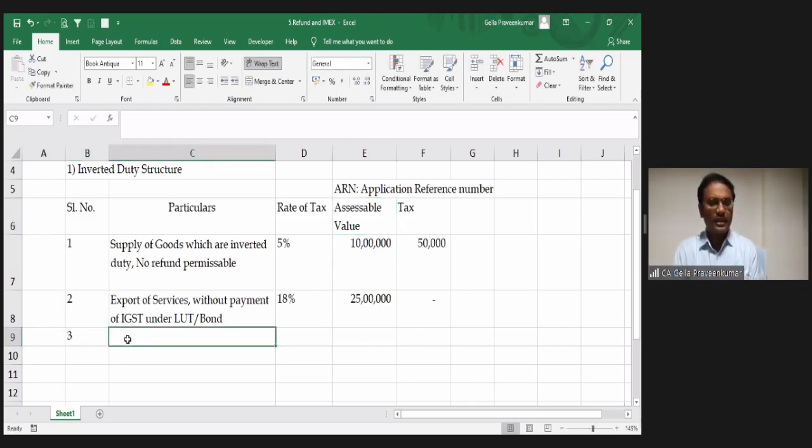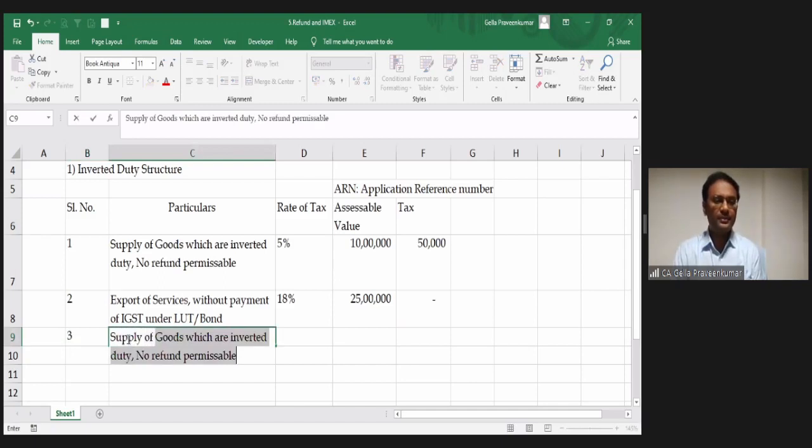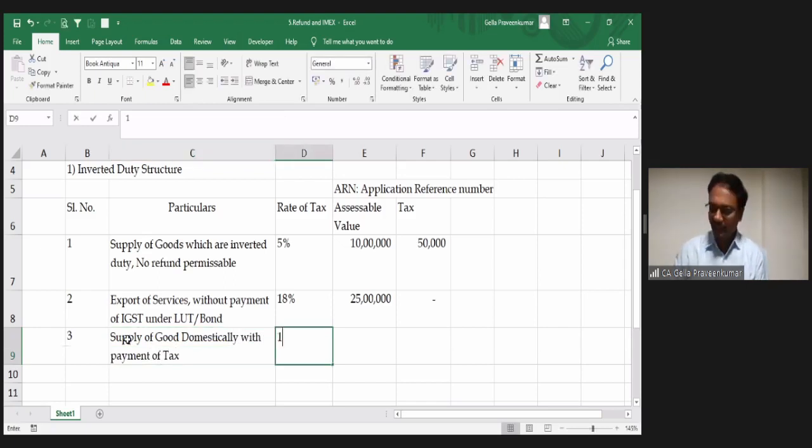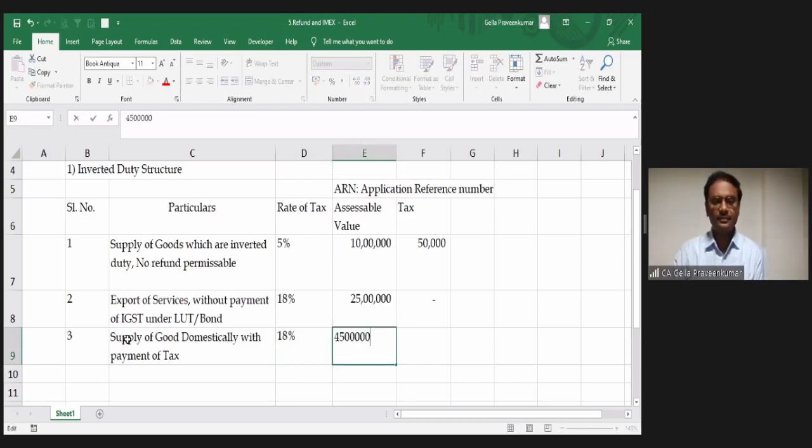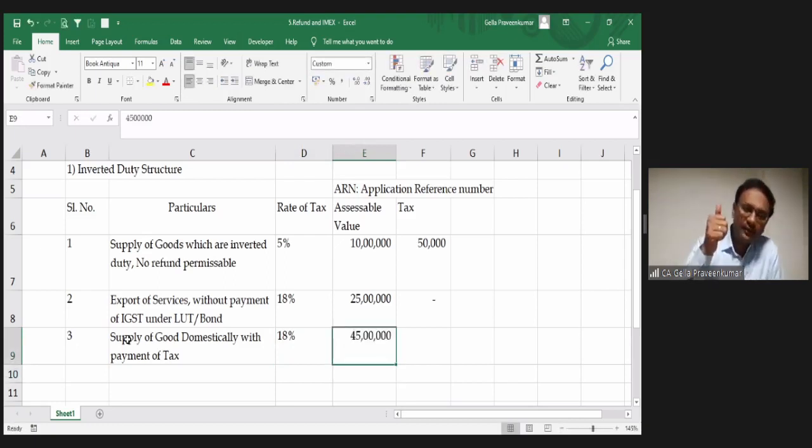Third, I have a supply of goods, domestic, with payment of tax. Say the rate of tax is 12%, or say 18%. And the value of goods is say 45 lakhs. Now, I have one category, 10 lakhs, which is meant for inverted duty, but government clearly said, look, this particular nature of business, I'm not going to give you a refund.